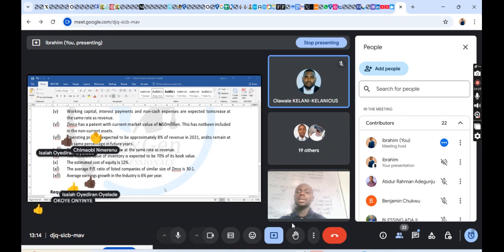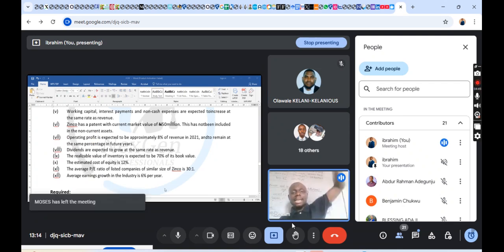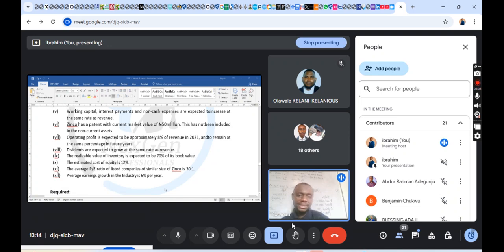So you can see that the dividend is expected to grow at the same rate as revenue. Which means that the dividend will grow by 25% for 3 years and 10% thereafter. That is what it means, because the dividend is expected to grow at the same rate as revenue. The revenue will grow 25% for 3 years and 10% thereafter.